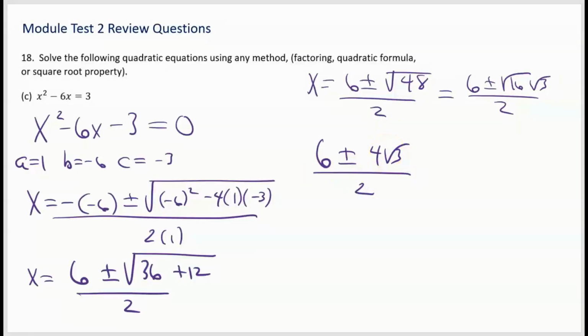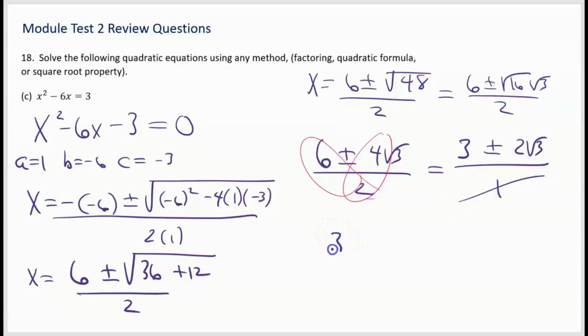And once again, look, we have that situation where those three guys all divide by 2. If you can find a value that divides all three of those numbers, you must do it. So I'm dividing 6 by 2 is 3. I'm dividing 4 by 2 is 2. The square root of 3 stays. And 2 divided by 2 is 1, which means we don't need it. So my two answers are 3 minus 2 square root of 3. And the other one is 3 plus 2 square root of 3. Those are my x values.